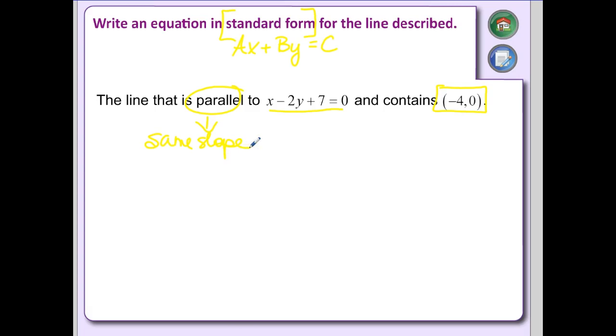So how am I going to find the slope of this line? Well, the easiest way is to rearrange the furniture. How do I do that? We need to get y alone. Okay, so which way you want to go? Let's go ahead and add 2y to the other side. So I've got x plus 7 equals 2y.